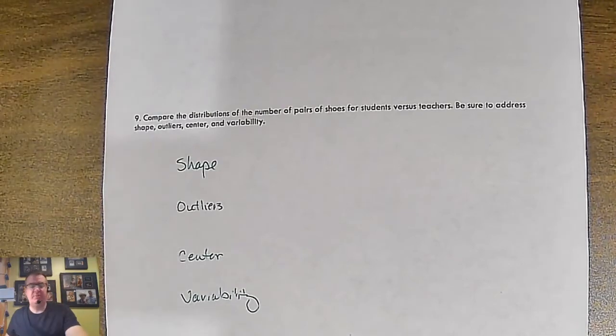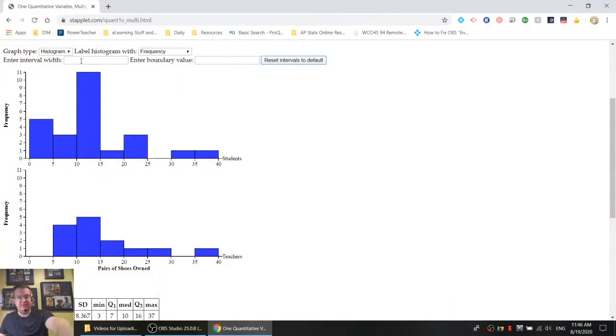Okay, so if we come back here, all right, you can see that you'd say something to the effect of both the student and faculty numbers of shoes owned are skewed left. Excuse me, skewed right. And again, why skewed right? Because this is kind of where the center seems, and this side is more spread out.